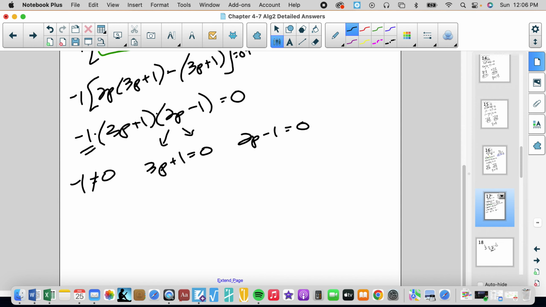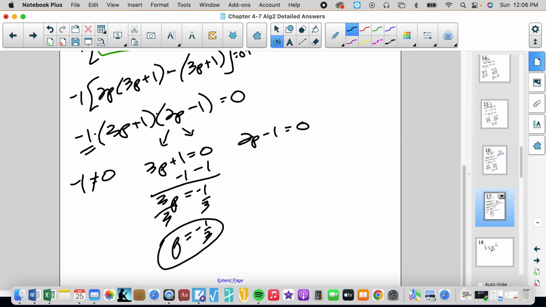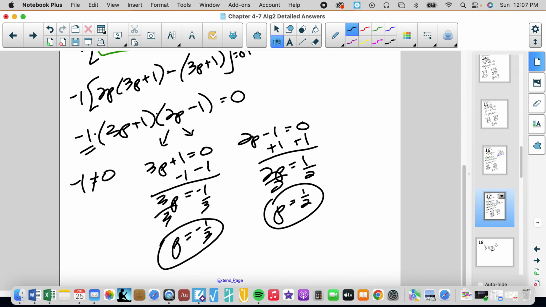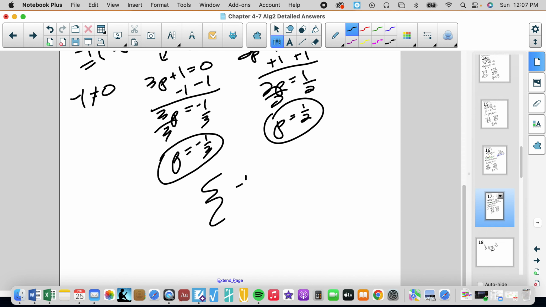So that's where that negative didn't really hurt me. Divide by 3. P equals negative 1/3. Plus 1. 2p equals 1, divided by 2. P equals 1/2. So my solutions are negative 1/3, 1/2.